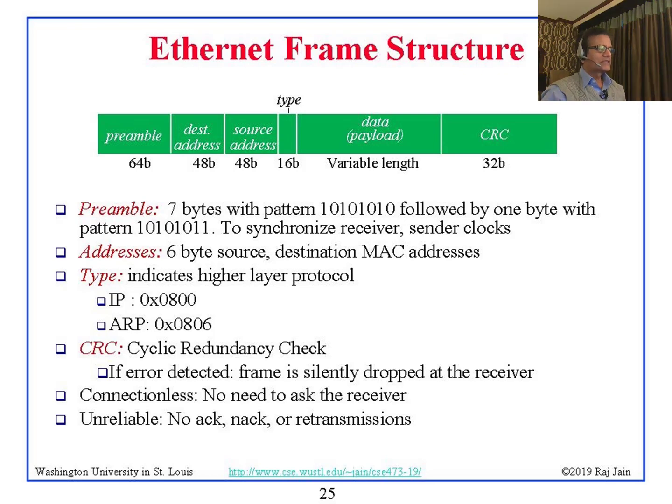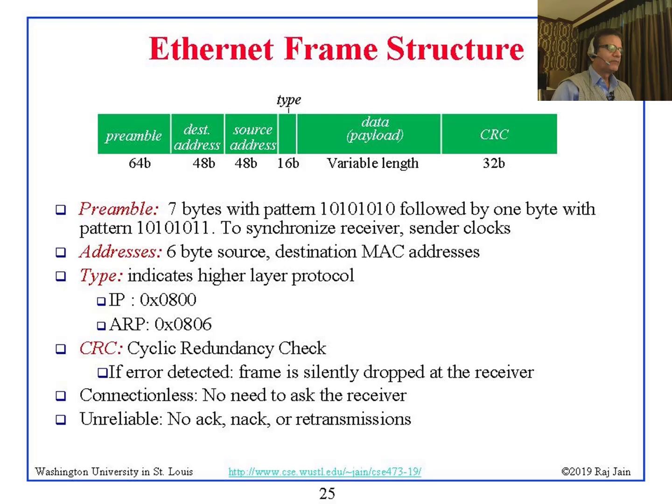So these 16 bits indicate what is inside this Ethernet packet, whether it is IP, whether it is something else. And there are 2 types indicated in this slide. And IP has 0x0800. When you write something like 0x, what does that mean? Anybody? Have you seen 0x before in programming?